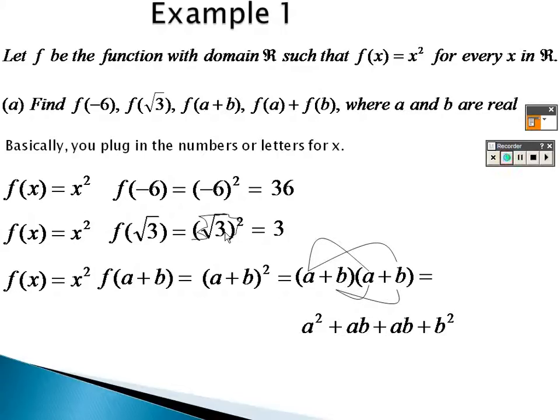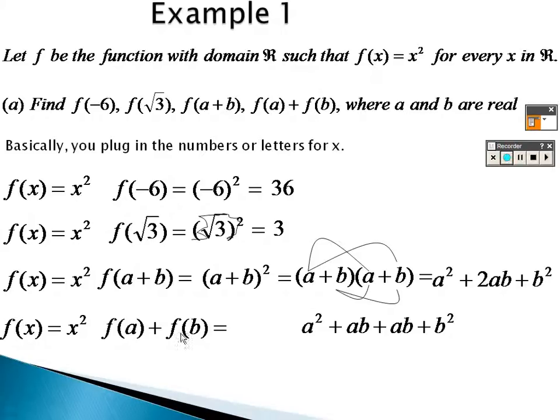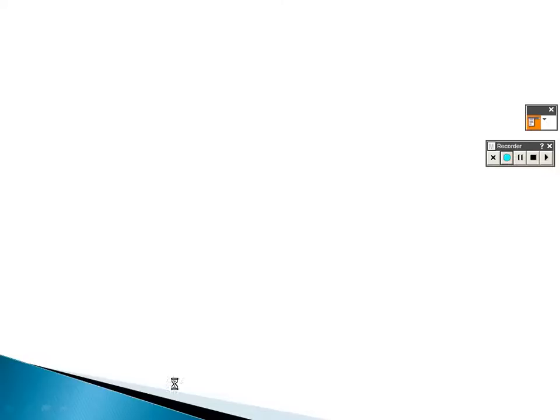to get a squared plus ab, right? A squared, ab, ab, b squared, so that's 2ab. So a squared plus 2ab plus b squared. And for f of a plus f of b, I do first a, then b, so it's a squared plus b squared.